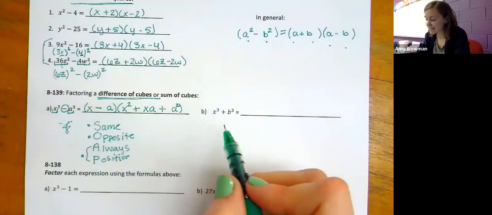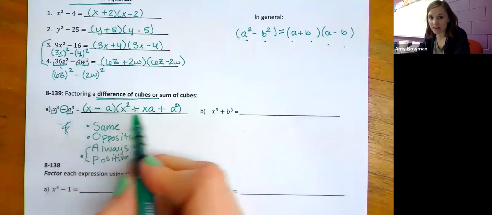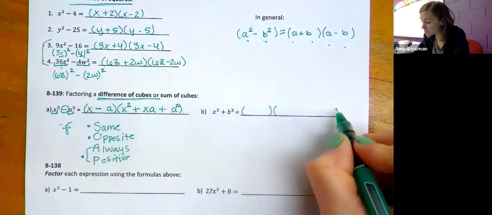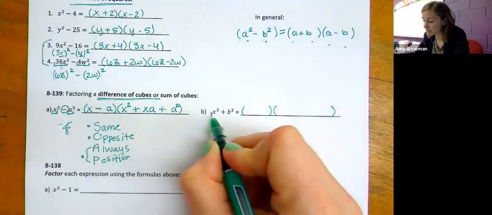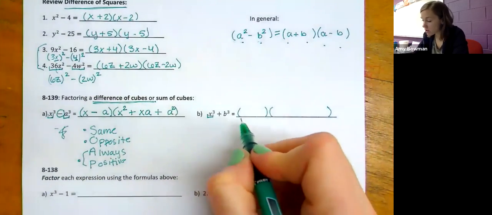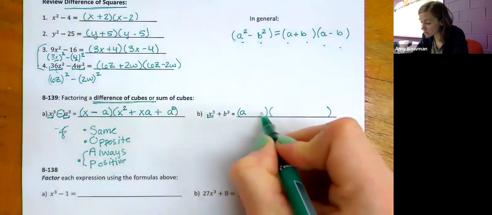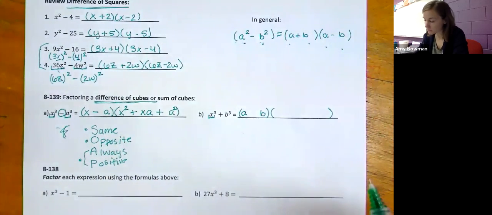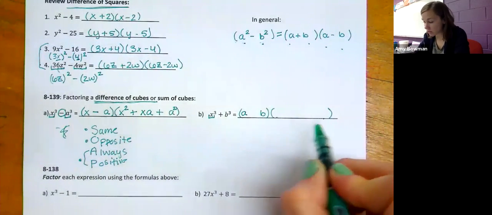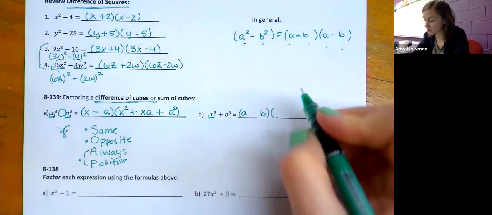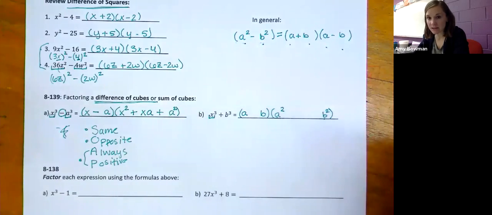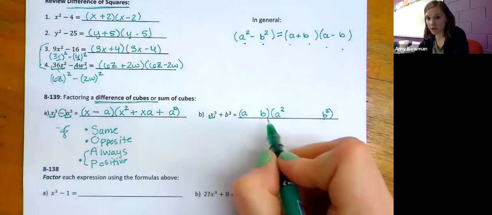Sum of cubes, like I said, is going to start in the exact same way. The pattern is identical. I'm going to have a binomial times a trinomial. Whatever I'm cubing to get x cubed, that's going to be x itself and b itself. Those are my two values in my binomial. Then the first and last terms of my trinomial are the squares of these two things, so a squared in the front, b squared at the end. The middle term is the product of a times b.